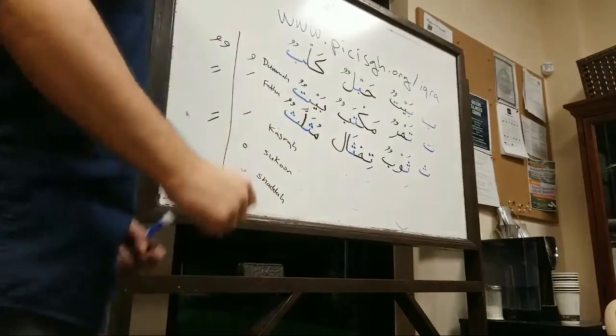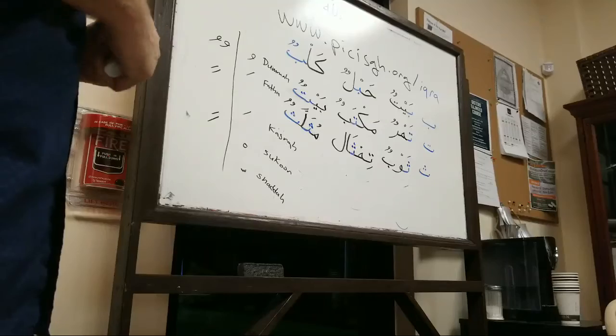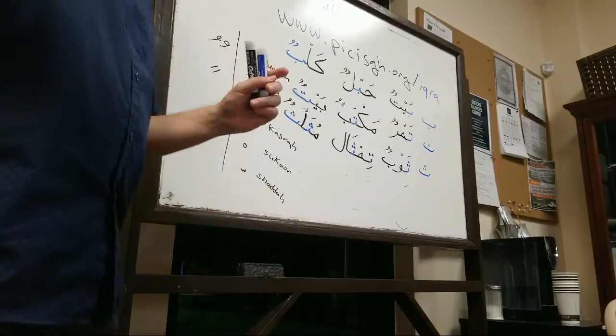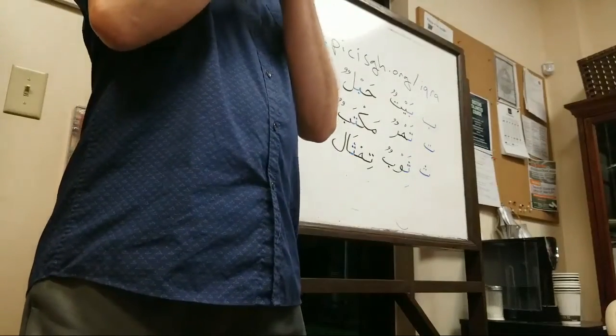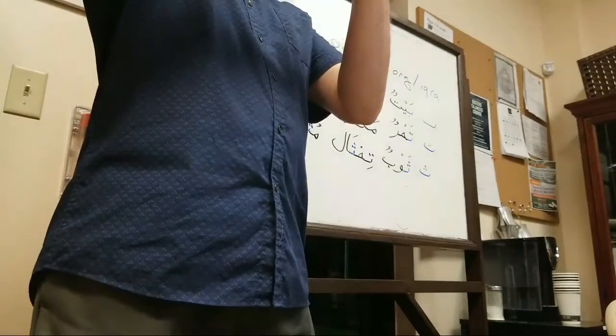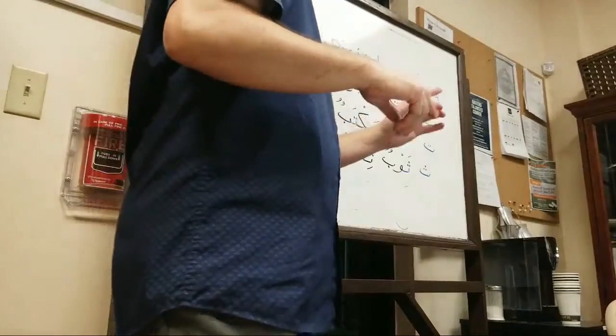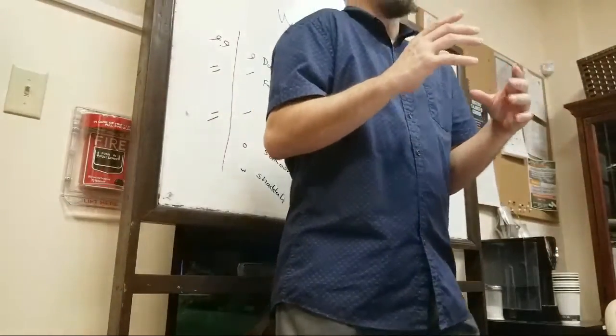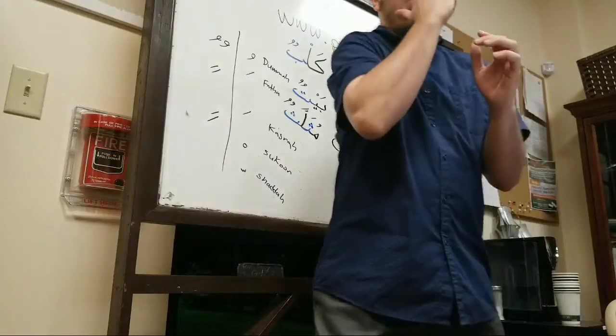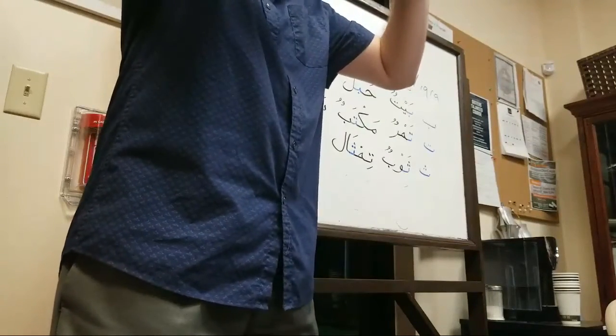So the shadda is on top of the letter being doubled. Sometimes, if the vowel with the shadda is a kasra, they will put the kasra under the shadda rather than under the letter where it typically goes. It makes more sense because it's easier to read. Your eyes don't have to go up and down on the same letter. It's right there.